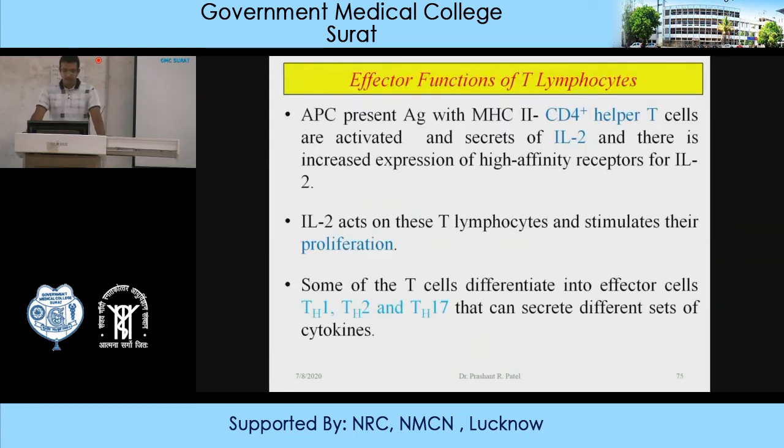Antigen presenting cells present antigen with MHC II molecules. It binds with CD4 plus helper T cells, and these cells are activated and secrete interleukin 2, and there is increased expression of the high affinity receptor for interleukin 2. This interleukin 2 acts on T cells and stimulates their proliferation. Some of these T cells differentiate into effector cells, type 1, type 2 and type 17 cells, that can secrete different sets of cytokines.